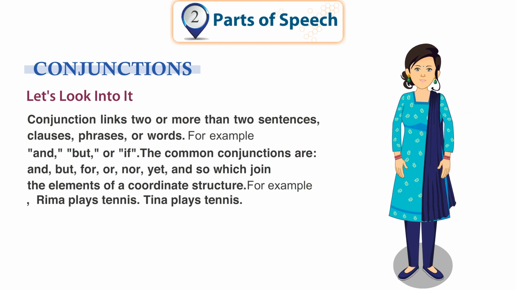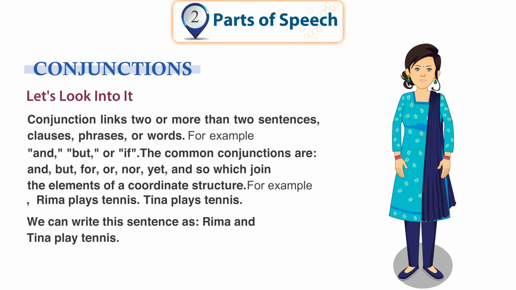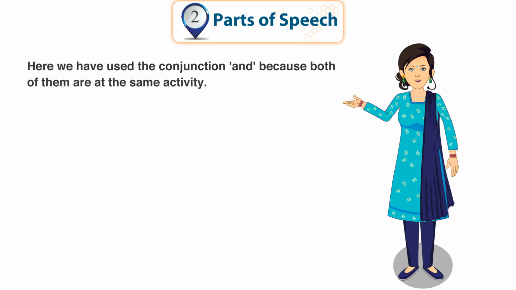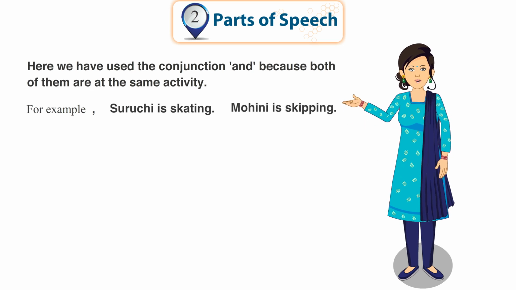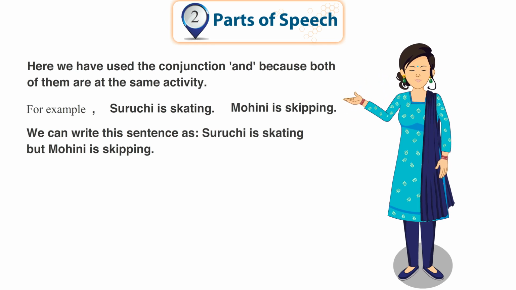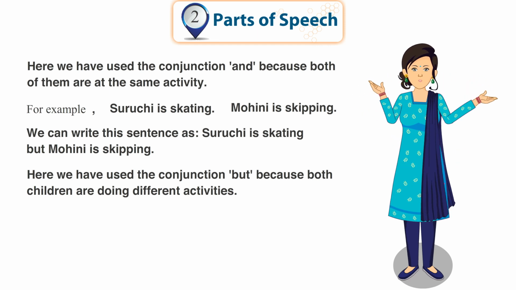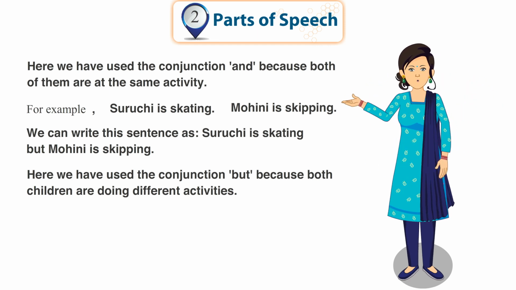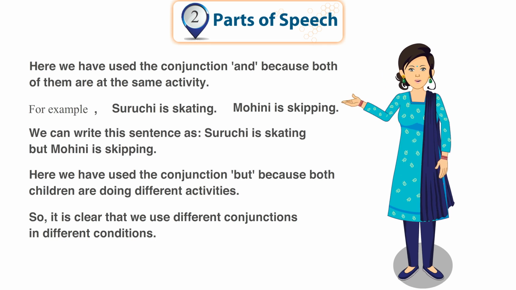For example, Reena plays tennis, Tina plays tennis. We can write these sentences as Reena and Tina play tennis. Here we have used the conjunction and because both of them are doing the same activity. For example, Suruchi is skating, Mohini is skipping. We can write this as Suruchi is skating but Mohini is skipping. Here we have used the conjunction but because the children are doing different activities. So it is clear that we use different conjunctions in different conditions.